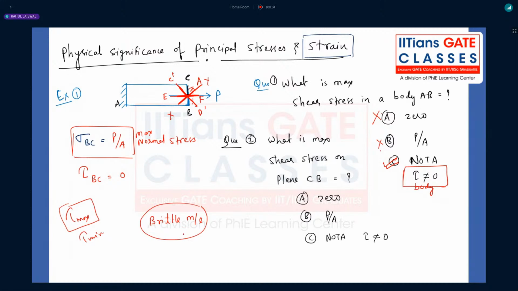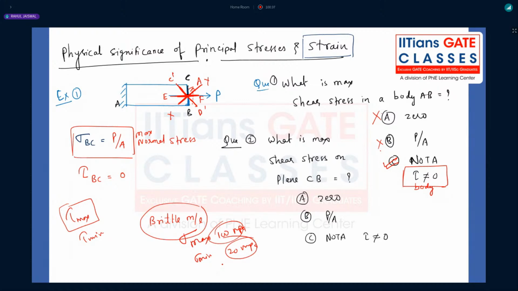Then my dear friend, it will fail because of the maximum normal stress or minimum normal stress? You only tell me. Minimum. Why? 100 megapascal is there, 20 megapascal is there, because of which it will fail? Tell me. Maximum only. The moment the maximum limit is reached, it will fail. That is the yield stress value, 100 megapascal.